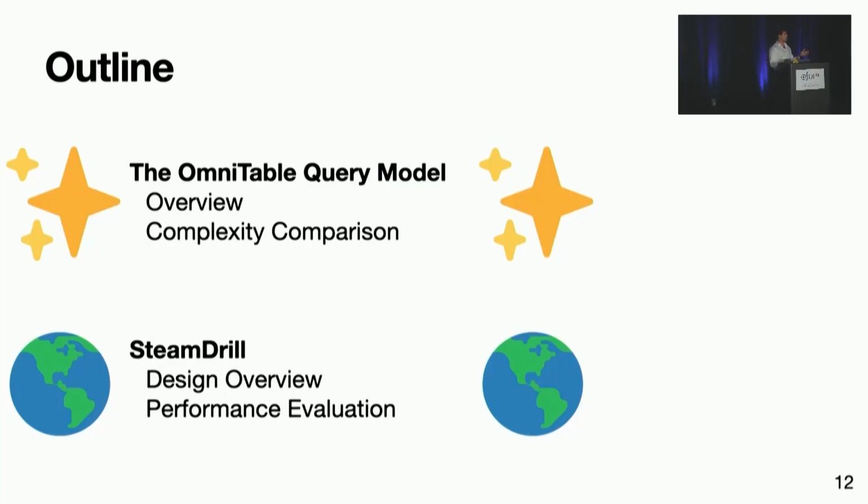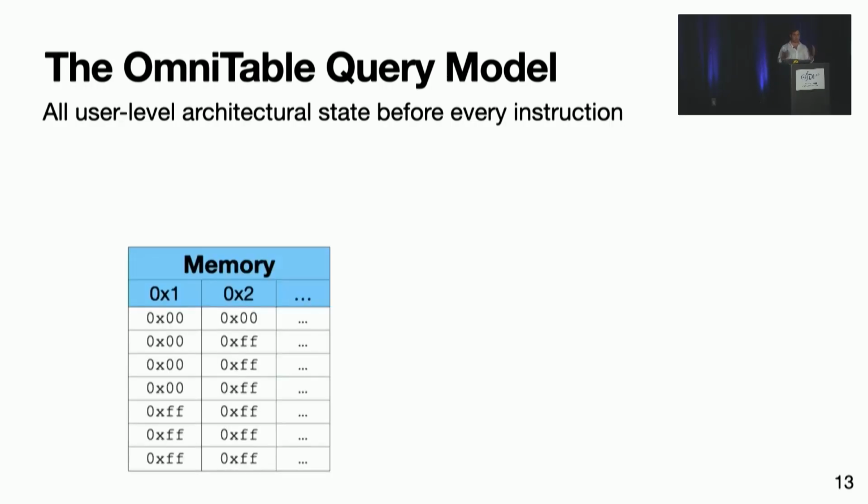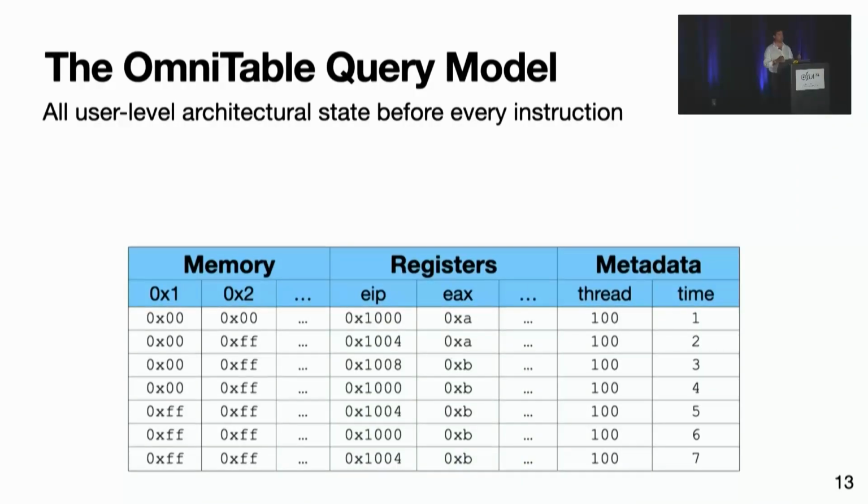Okay, so let's start with the OmniTable query model. As I mentioned, at the heart of this model is an OmniTable, a table representation of an execution that includes all of the architectural state of that execution immediately before every single executed instruction. And there's going to be a separate row in this table for each of those instructions. So what do I mean by all of the state? Well, I actually mean all of the state, like the value of every byte of memory, the value of every single register, and maybe some metadata, like what's the thread that executes the next instruction? What's the time that each of those instructions occur? Okay, so all the execution state is contained in this table. I think you probably will agree.